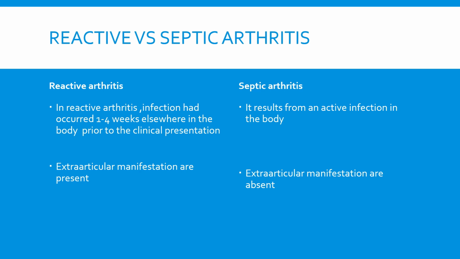Now let us discuss reactive arthritis along with septic arthritis. In reactive arthritis, infection has occurred 1 to 4 weeks elsewhere in the body prior to the clinical presentation of the reactive arthritis. In septic arthritis, the infection is going on in the body and causes sepsis through the blood and can enter into the joints and cause pain and stiffness. Extra-articular features are absent in septic arthritis, but they are present in reactive arthritis, like conjunctivitis, mouth ulcers, nail dystrophy, psoriasis, and uveitis.